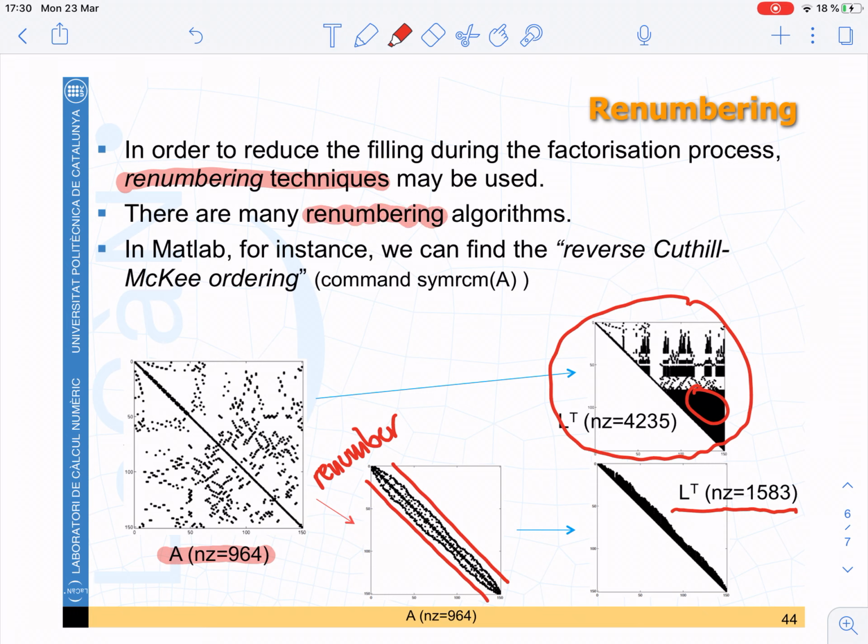MATLAB, for instance, has the so-called reverse Cuthill-McKee ordering embedded in the command symrcm.